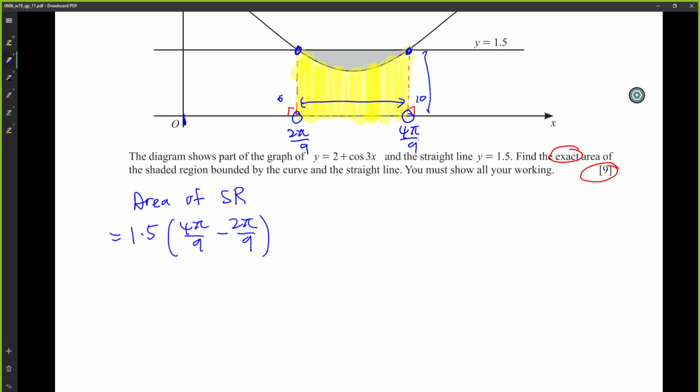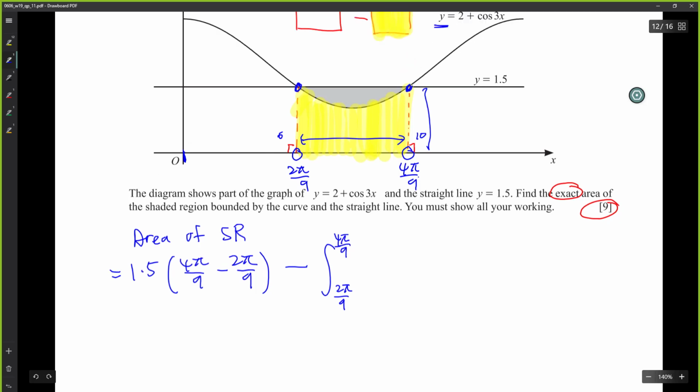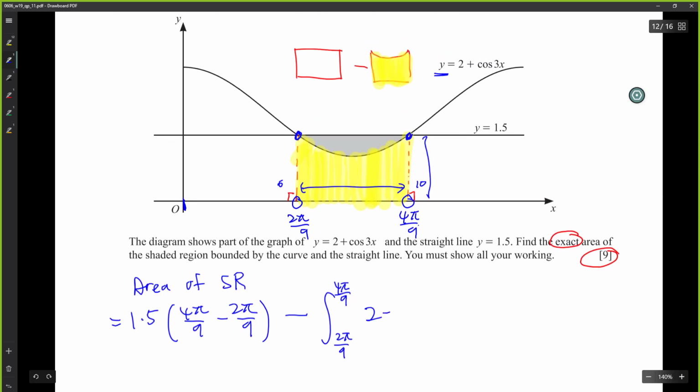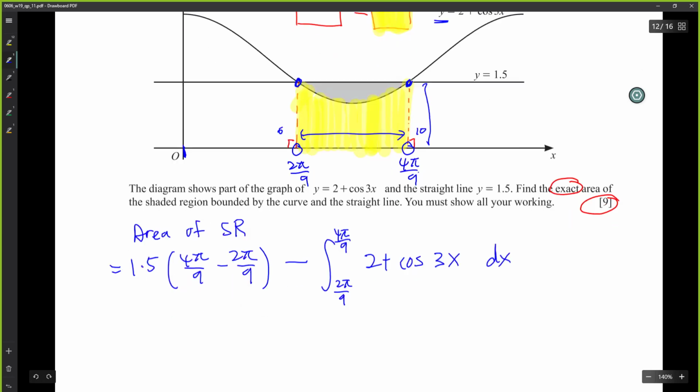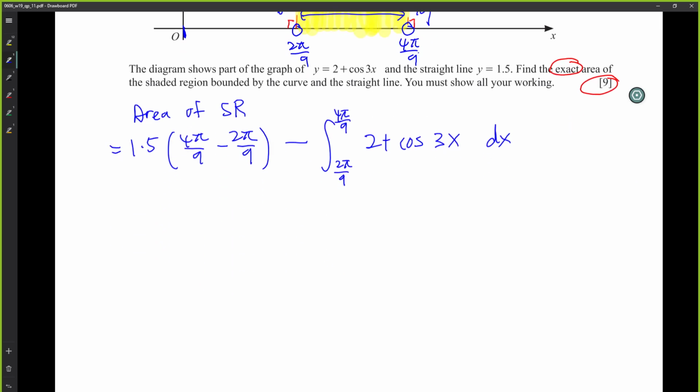And then, this is the shaded region, so you shouldn't do this. I'm not doing the rectangle; I straight away do everything in one equation here. So I will need to minus, I integrate from 2 pi over 9 to 4 pi over 9 the equation of the curve, which is 2 plus cos 3x. And because it's toward the x-axis, I will write dx at the side here.